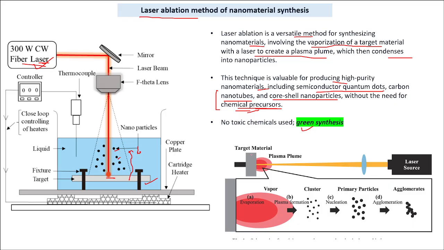Same thing, this target material is there. When the laser beam falls on it, a plasma plume is created. So there would be evaporation, vapor formation, plasma formation, and then these clusters would be formed. Nucleation, what does nucleation mean? These smaller nanoparticles will keep on increasing in size and form primary particles. So these would be the nanoparticles. And if we do not address the aggregation over time, if there's no proper surfactant, if there are no means followed to prevent its aggregation, it will eventually aggregate.